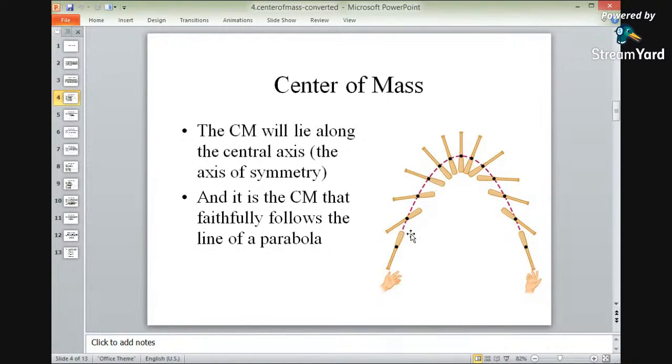Okay? So along the same line of action, or along the same axis of symmetry, here it has been caused along this parabolic shape. Okay? It has been taken care of along the center of mass. It has been taken care of along the parabolic shape. Okay?